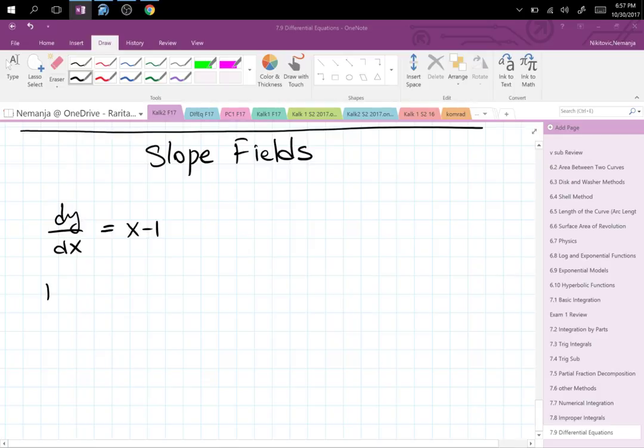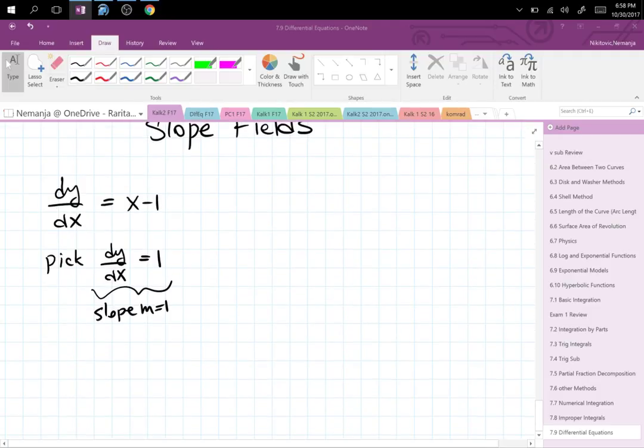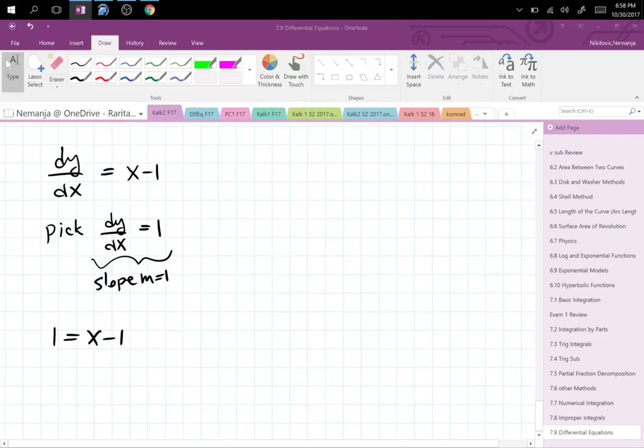So let me pick dy dx to be equal to 1. Now this is equivalent to saying that the slope m is 1. Now we plug that into the original equation, and what I get is 1 is equal to x minus 1. I didn't take any derivatives from here.